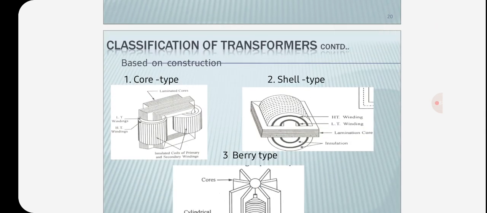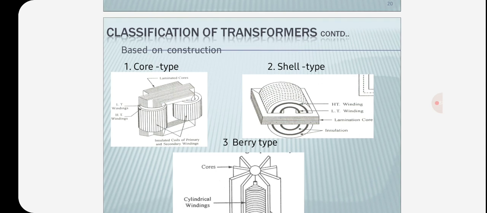The transformers classification based on construction. There are three types based on construction. First one is core type, second one is shell type, and third one is berry type. In this construction, we can use maximum first two types, core type and shell type.